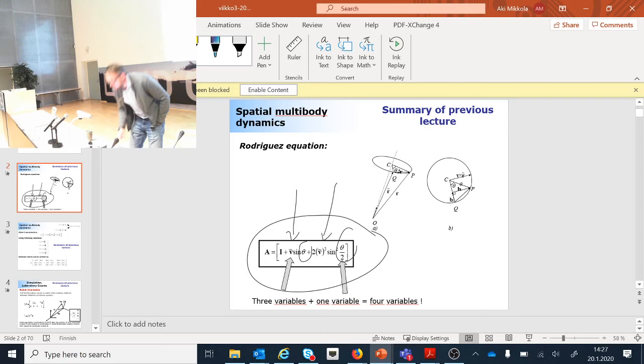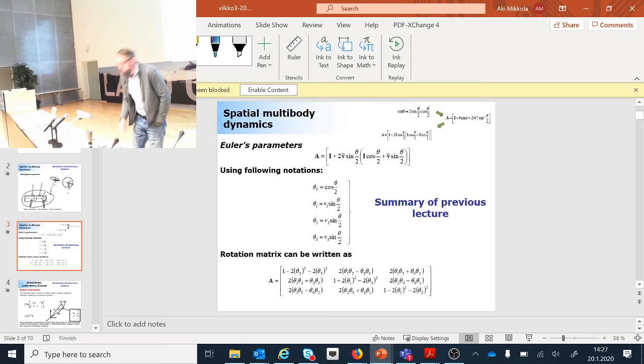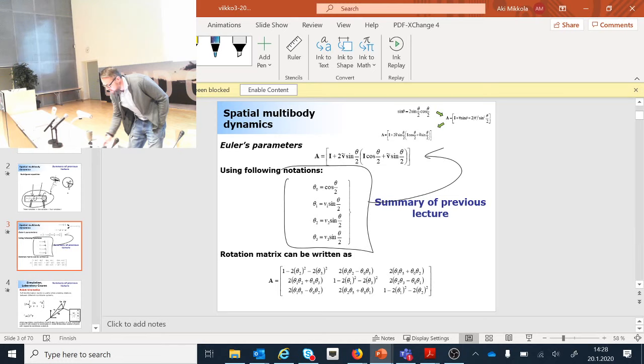Now, this can be modified by calling some of the components by particular names. And this will introduce us to another method, which is Euler parameters. Euler parameters is based on the rotary quaternion equation. So we're just calling components according to this name list. And once we substitute the name list into this original equation, this one here, this is how the 3x3 rotation matrix reads.